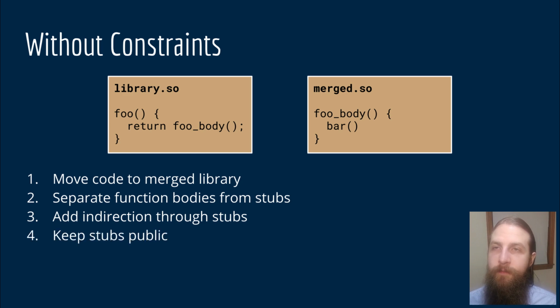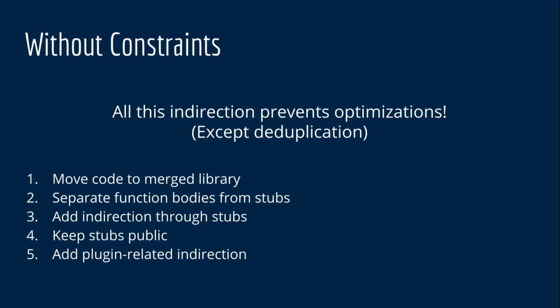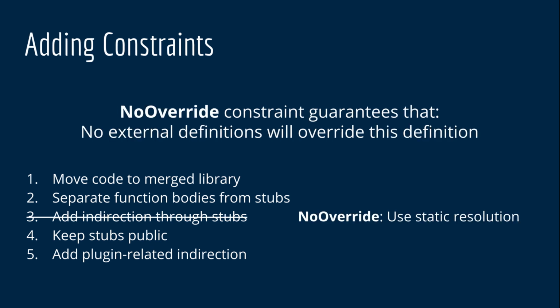We have to keep all stubs around even if nothing in the optimized set actually uses them, just in case they're used by an external program outside the optimized set. Finally, we have to add some extra indirection in case the merged library is used in a plugin. Full details are explained in our paper. We've now created a correctly working merged library. Unfortunately, all the indirection we added prevents us from doing any optimizations other than code deduplication. So let's see how the constraints allow us to improve the code.